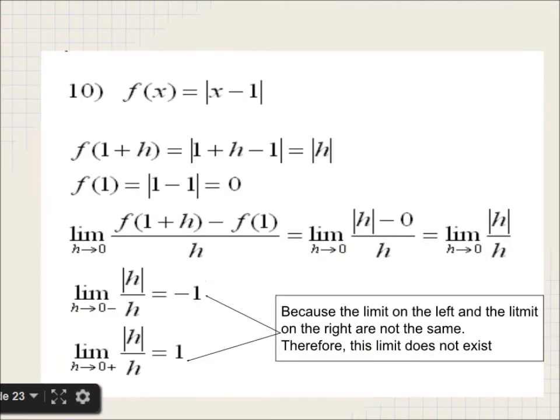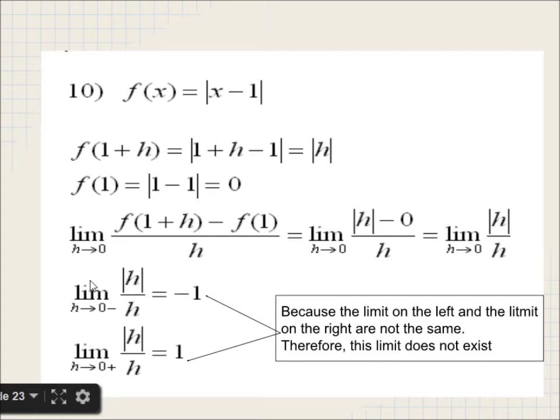So here is the solution. For f(1 plus h) we get the mod of h. f(1) is 0, so 1 minus 1 is 0. Then putting the values, the limit of mod of h by h gives you minus 1 on one side, because the limit on the left hand and on the right hand are not the same, therefore the limit does not exist.